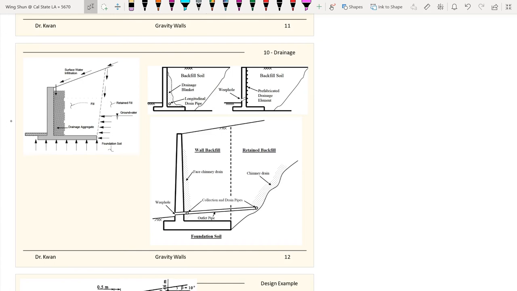It could be a rainfall, or a flooded event or whatever. You want the water to be drained as soon as possible, such that you want to develop drainage systems. So you have a drainage system that can prevent the accumulation of water, and also the accumulation of water will destabilize the wall by adding hydrostatic pressure.